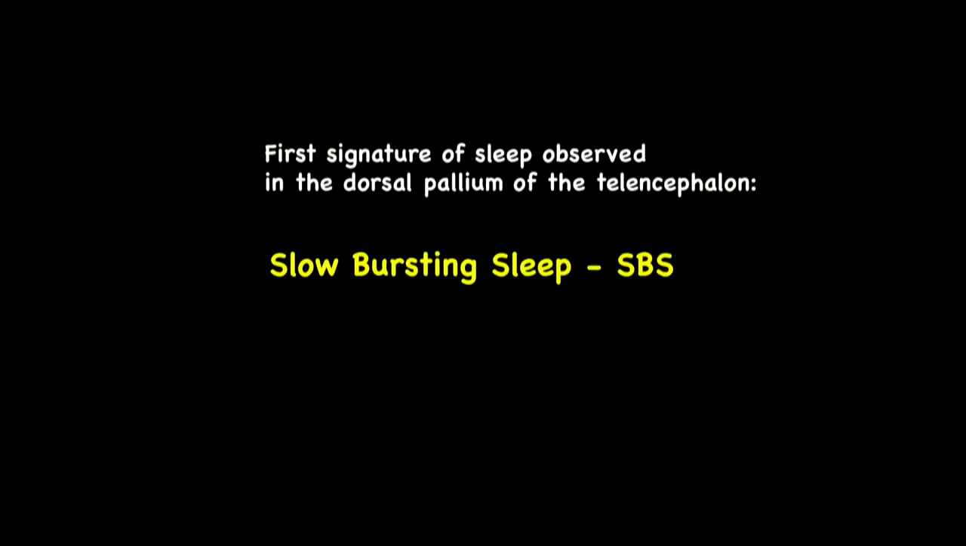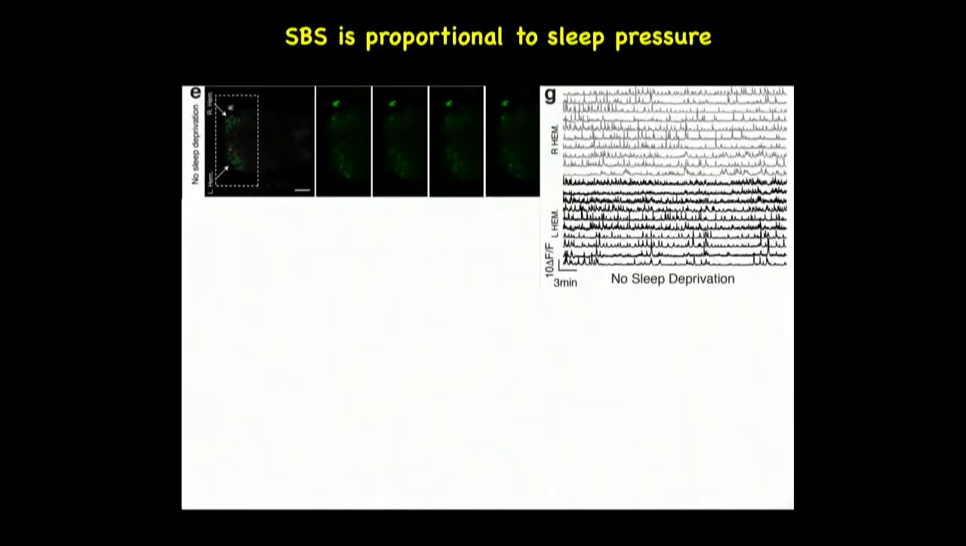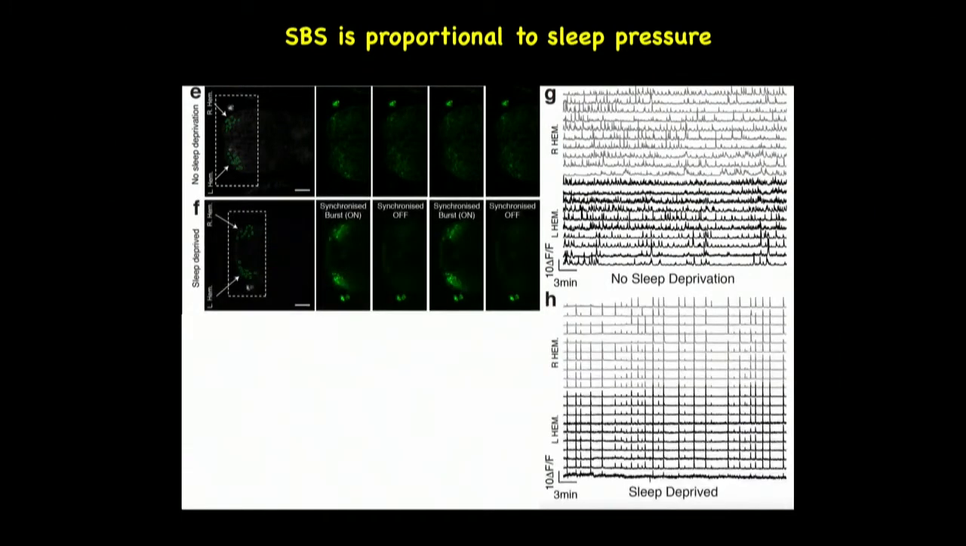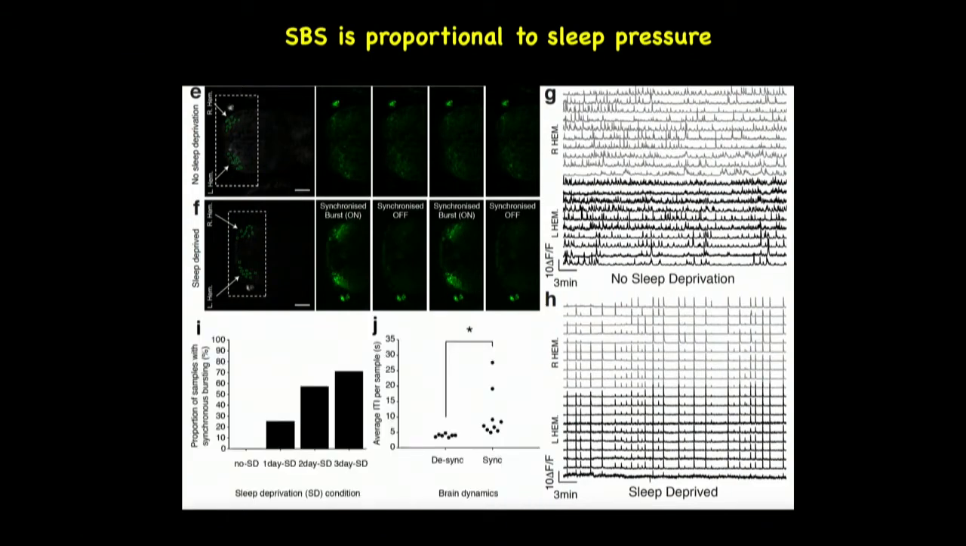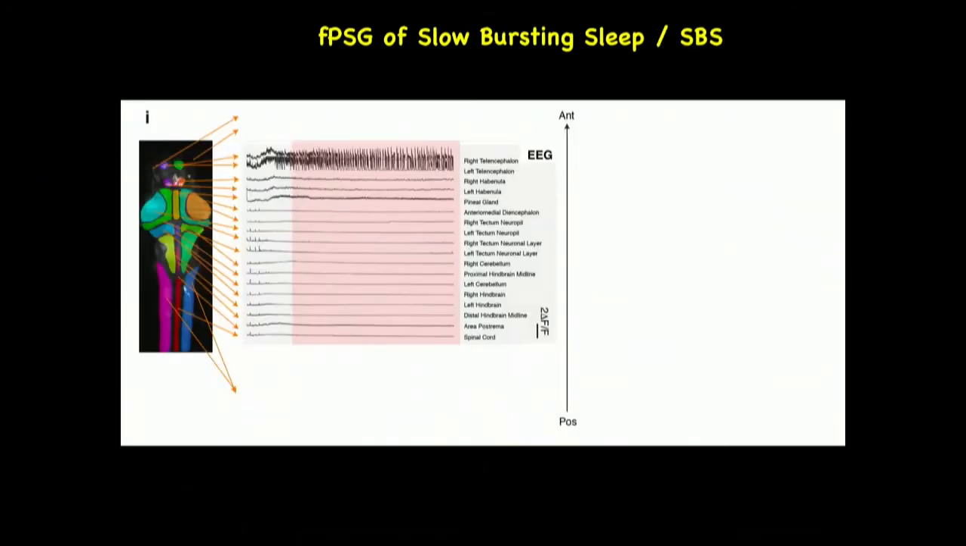The first thing we saw was what we call slow bursting sleep. During wake, you have a very desynchronous activity of the dorsal pallium, while during sleep rebound, after the antihistaminergic, or any wake maintenance or spontaneous sleep, you can see synchronous, oscillating on-off activity of those dorsal pallium neurons. Something else really interesting to us is that the more we sleep deprive the fish, the more of this slow bursting, oscillating activity they display. So they have some kind of sleep rebound, a homeostatic process as well.